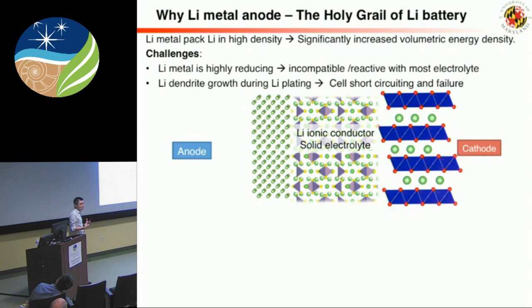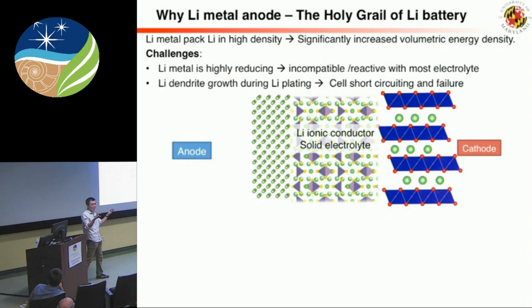So what people are thinking now is to replace it with lithium metal, because lithium metal packs lithium in a very dense form. Through this, you can significantly boost the energy density of lithium batteries. This is a top priority direction in the Department of Energy right now. But then it comes with a significant drawback.